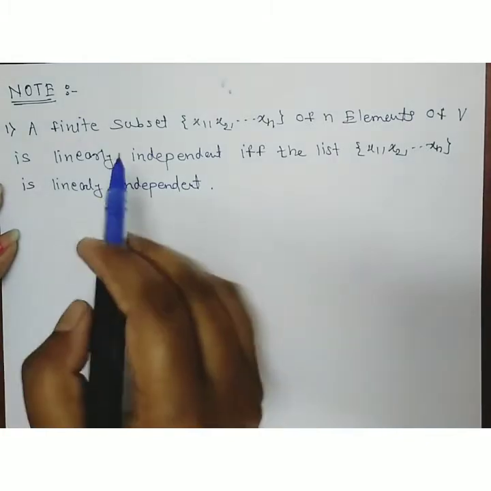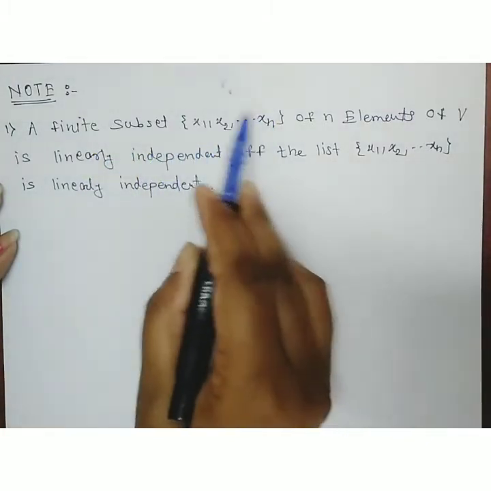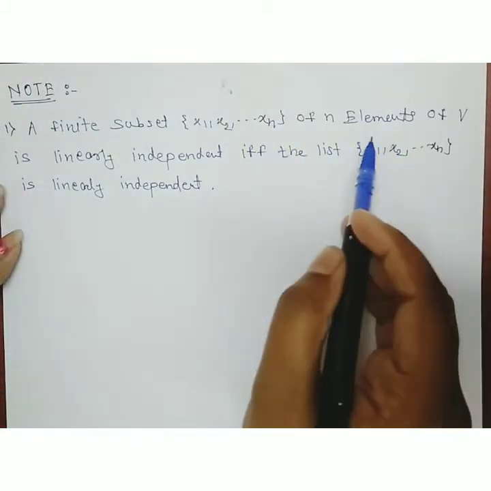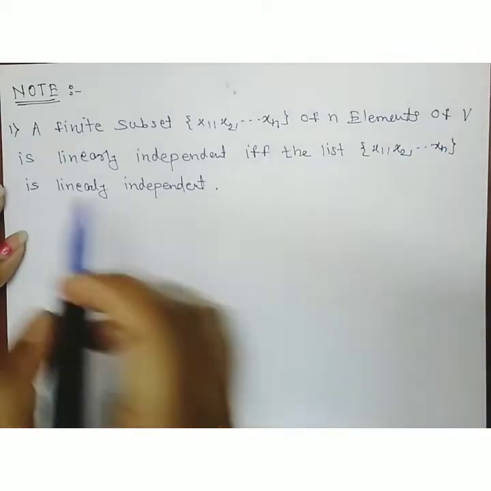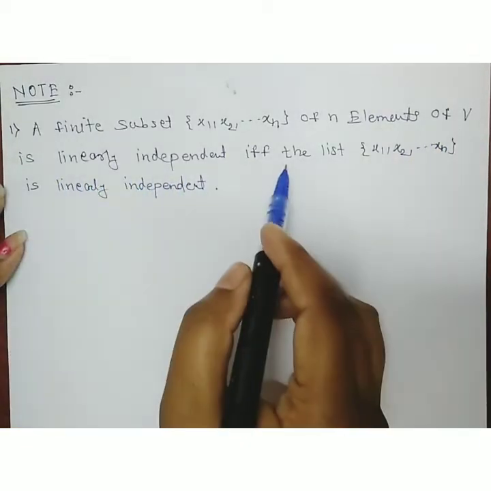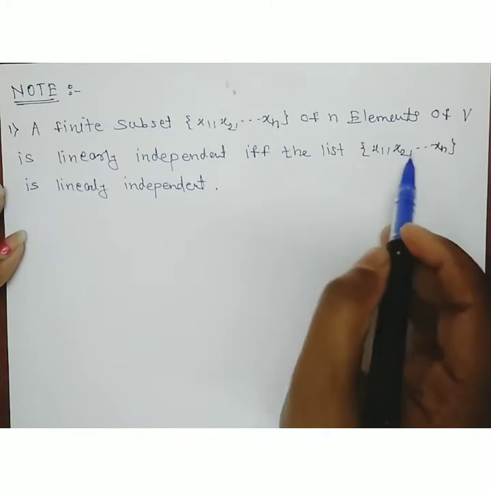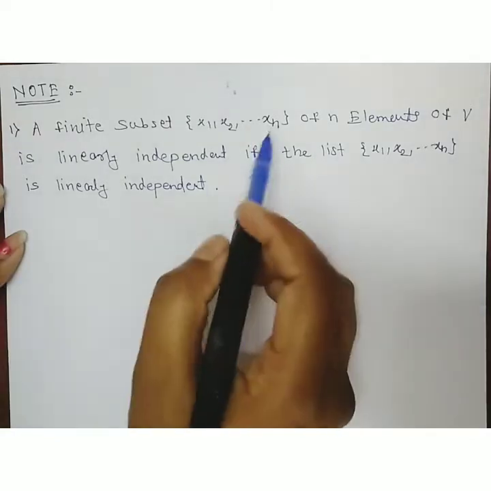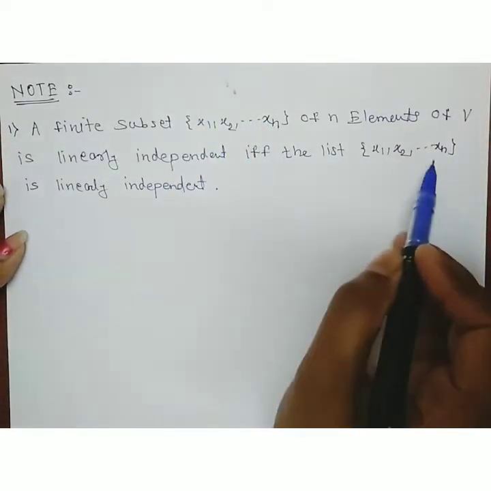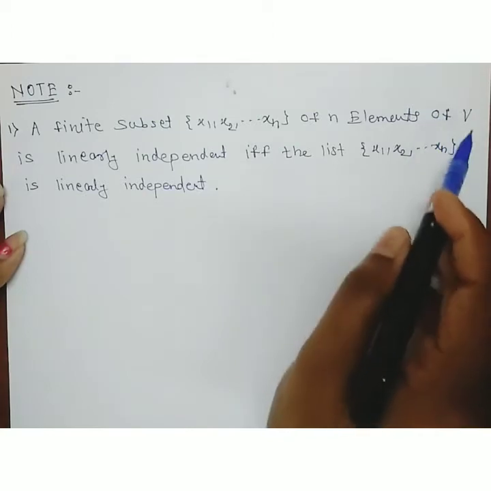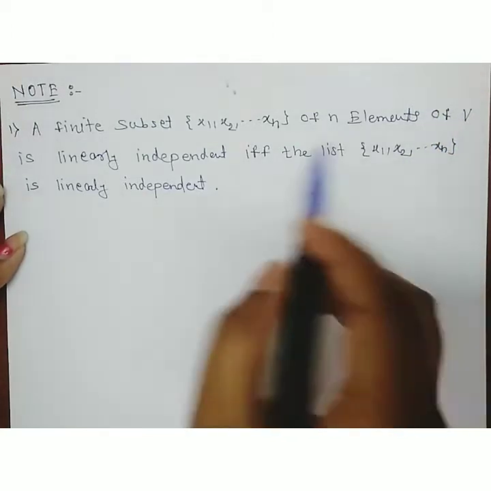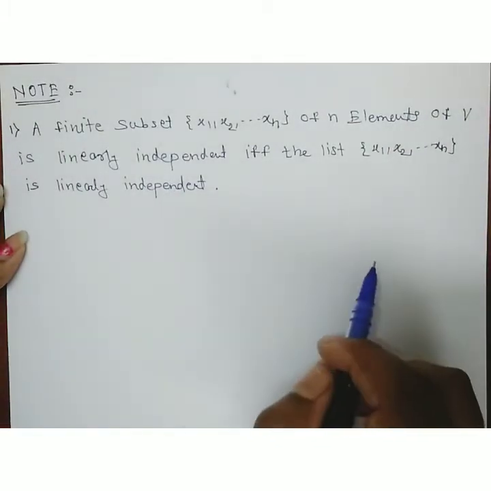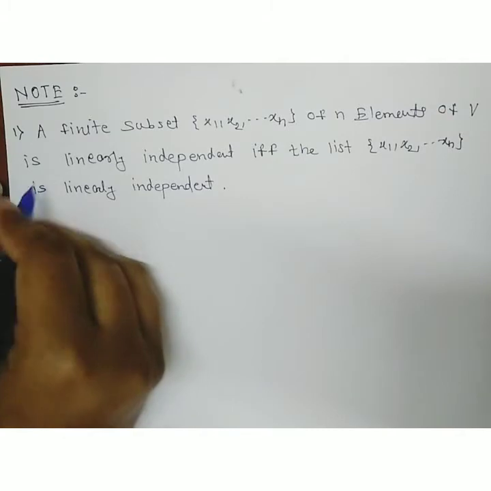So the first note is a finite subset. We have a subset x1, x2 up to xn consisting of n elements of the vector space V, which is linearly independent if and only if the list x1, x2, xn is linearly independent. So if we have any n element subset of the vector space V, and we consider any subset of that set, this subset is also linearly independent. Okay, so this is the first note.